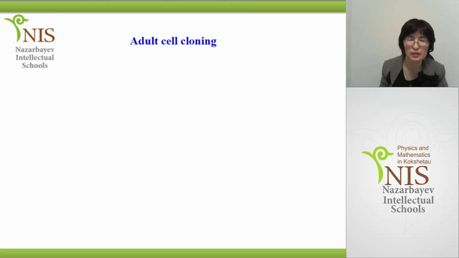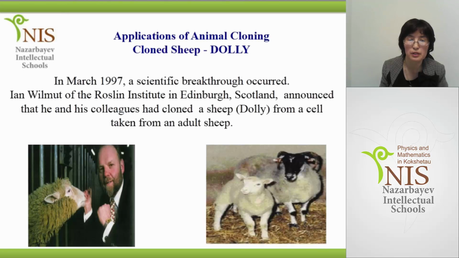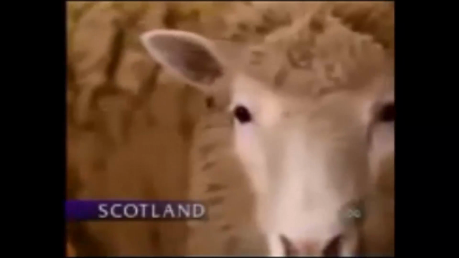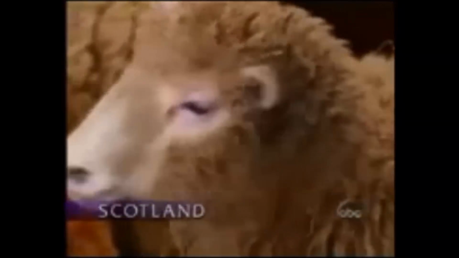Adult cell cloning, applications of animal cloning: the sheep Dolly. In March 1997, a scientific breakthrough occurred. Ian Wilmut of the Roslin Institute in Edinburgh, Scotland, announced that he and his colleagues had cloned a sheep from a cell taken from an adult. Dolly is without question a normal, healthy, genetic marvel. She's an identical copy of an older sheep. People expected that at some time it would happen, but maybe we've been a little bit quicker than they expected.